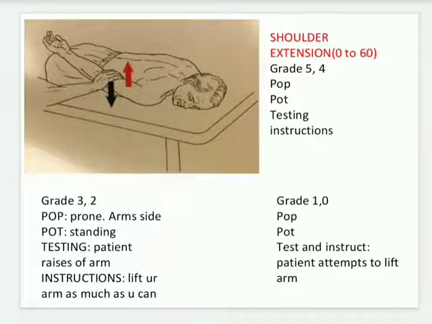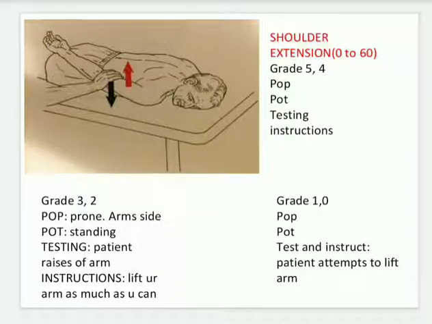Next, for the testing, the patient should raise the hand off the table. The hand should not touch the table. It means lifting the arm as high as the patient can. That is the instruction to the patient. And the therapist must give resistance to the action.